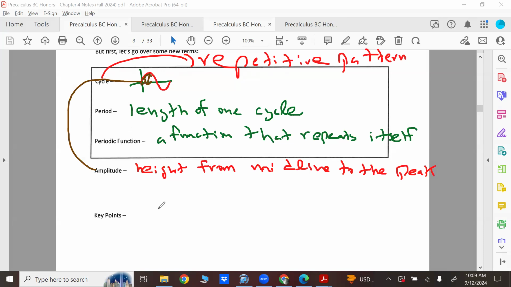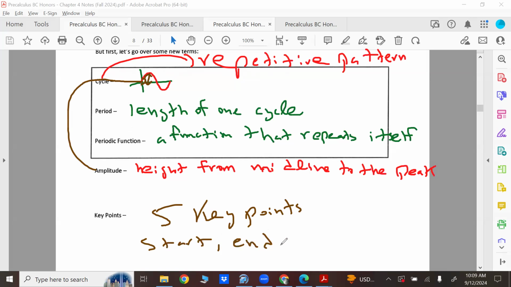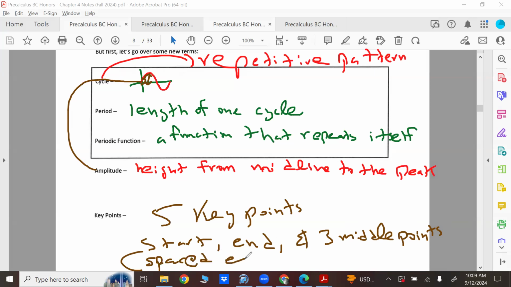Okay. Key points. We have 5 key points. So the 5 key points will be start, end, and 3 middle points. And they're all spaced equally. Sorry for my messy handwriting. But spaced equally, right? That makes sense?